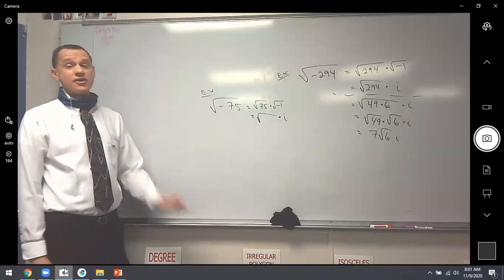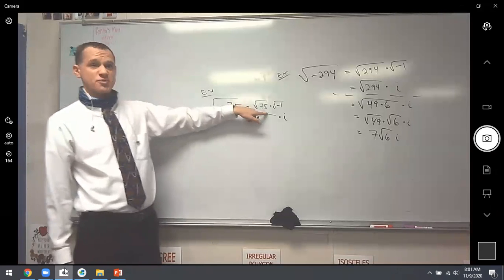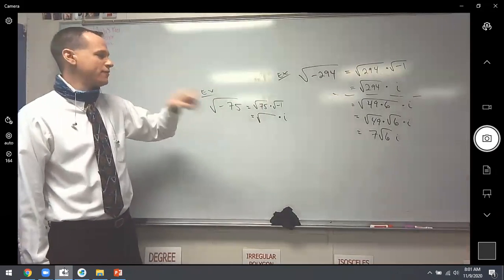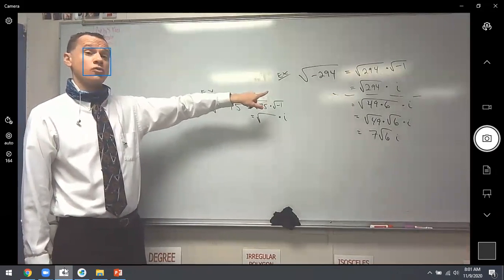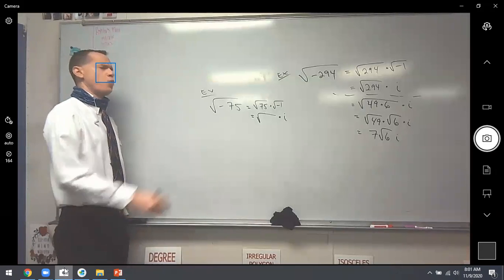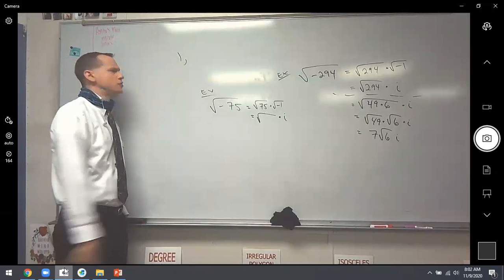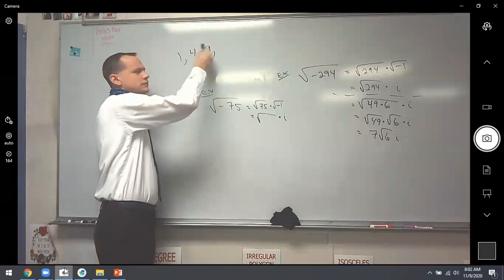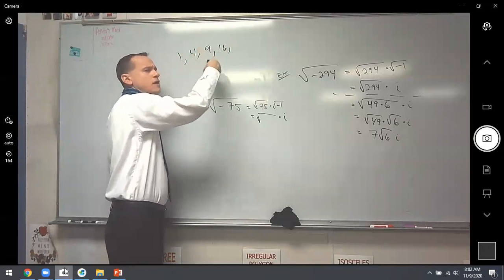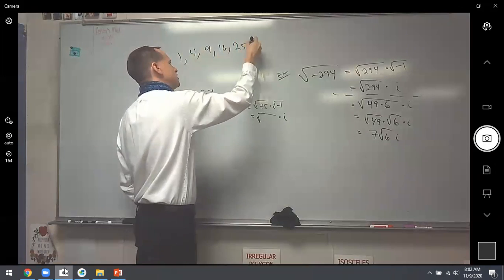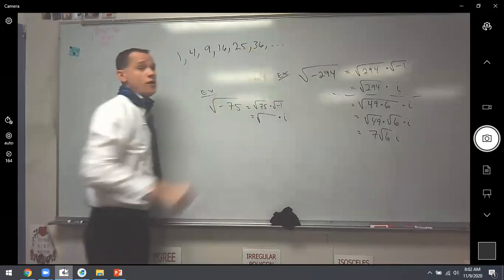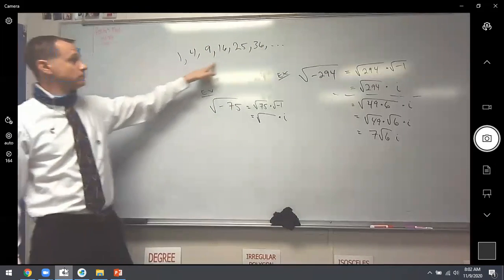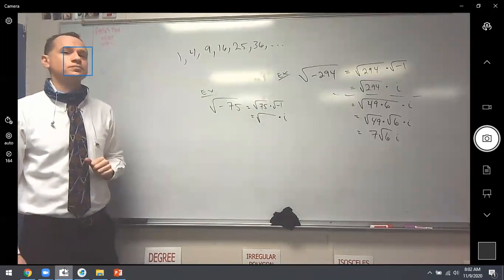Now, 75, here's the trick. Here's what you're looking for when you're simplifying roots, by the way. You're looking for perfect squares that go into it. Why perfect squares? Because this is a square root. So I'm going to name numbers that are squared. 1 squared is 1, right? 2 squared is 4. 3 squared is 9. 4 squared is 16. 5 squared is 25. 6 squared is 36. And so on and so forth. These are all something squared, correct? Now, what's the biggest one you see that goes into 75?